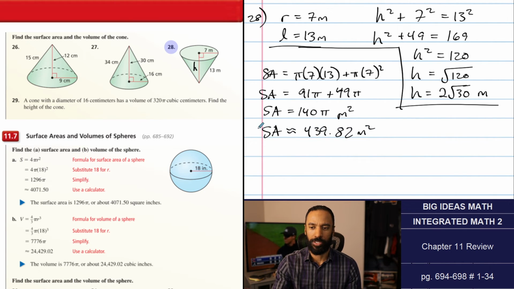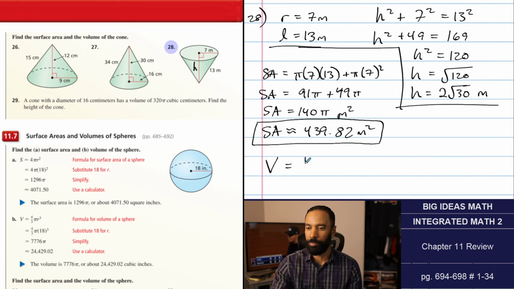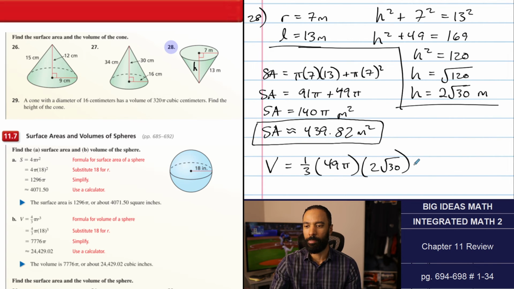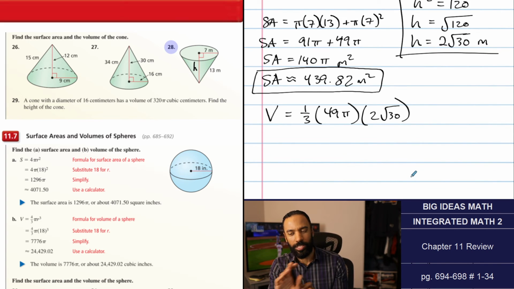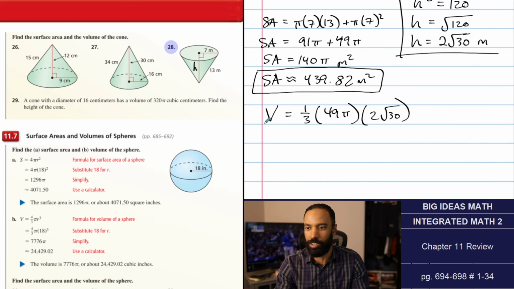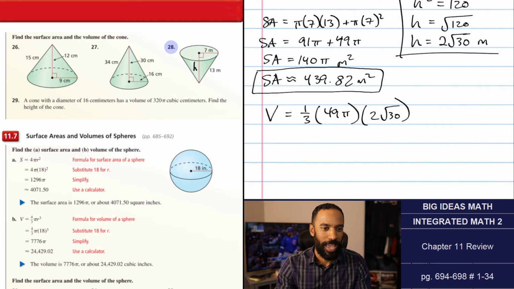439.82 square meters. So there's our surface area rounded to the nearest hundredth. The volume is 1/3 area of base, that's the 49 pi, times our height, that's the 2 root 30. So that's where that part's used. I'm going straight into the answer here. I don't think anything here can divide by 3, and so I don't know what it's going to round to even close to. Your guess is as good as mine.